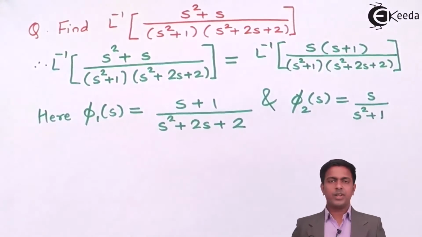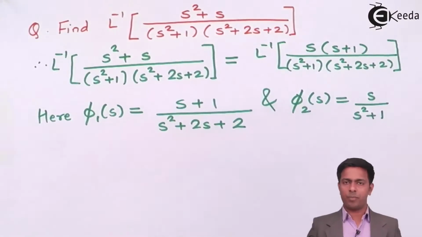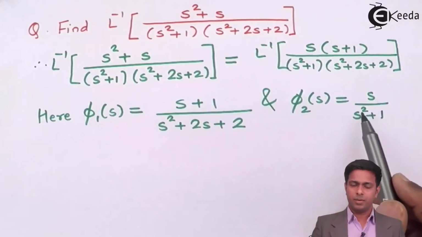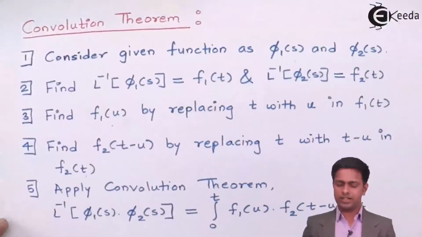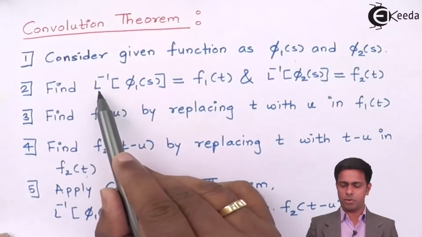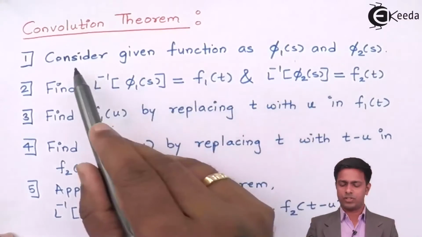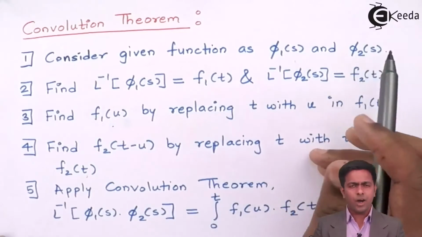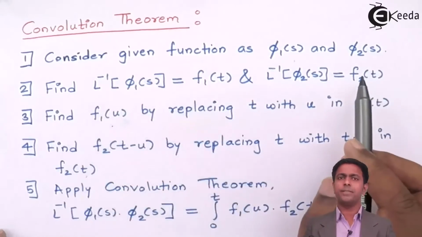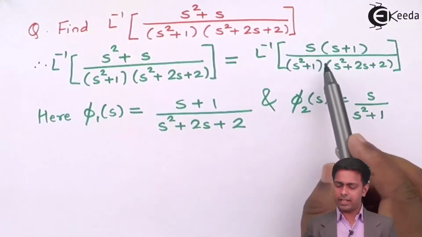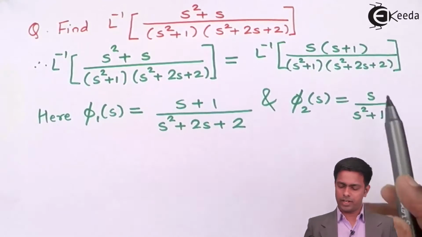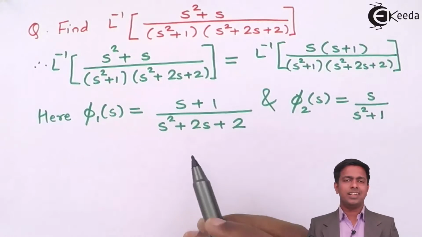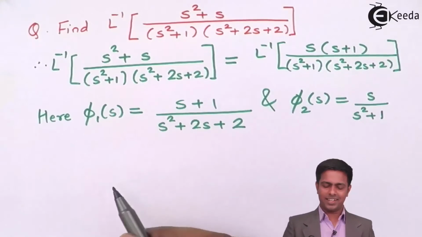Now why have I taken this type of combination? The reason is that for this phi2 of s, the inverse Laplace transform is possible. In step number 2 we have to find the inverse Laplace transform of phi1 of s and phi2 of s. The first step we have done, taking phi1 of s and phi2 of s separately, and now we find the inverse Laplace transform of each function separately. For that reason I've taken s with s square plus 1, and s plus 1 with s square plus 2s plus 2, so that I can apply the first shifting theorem. So guys, now let's start.